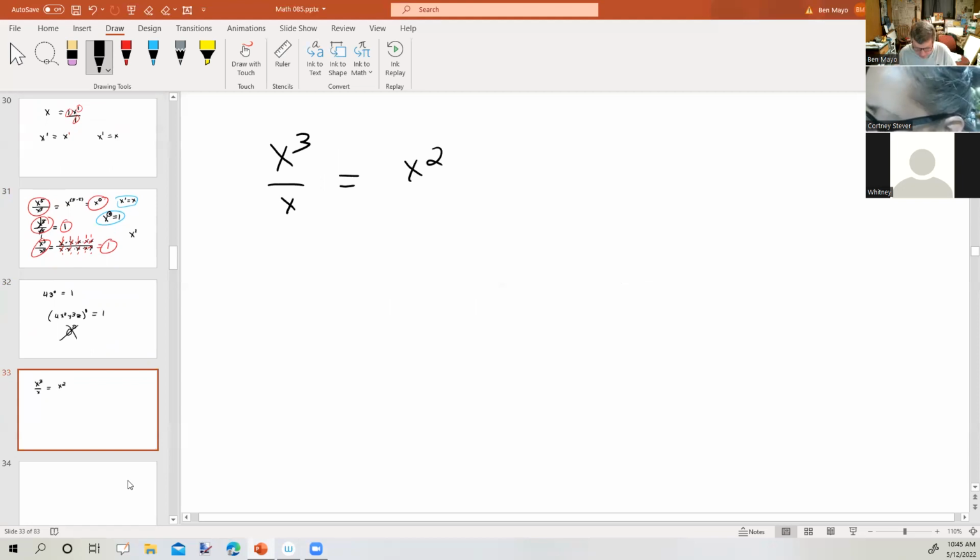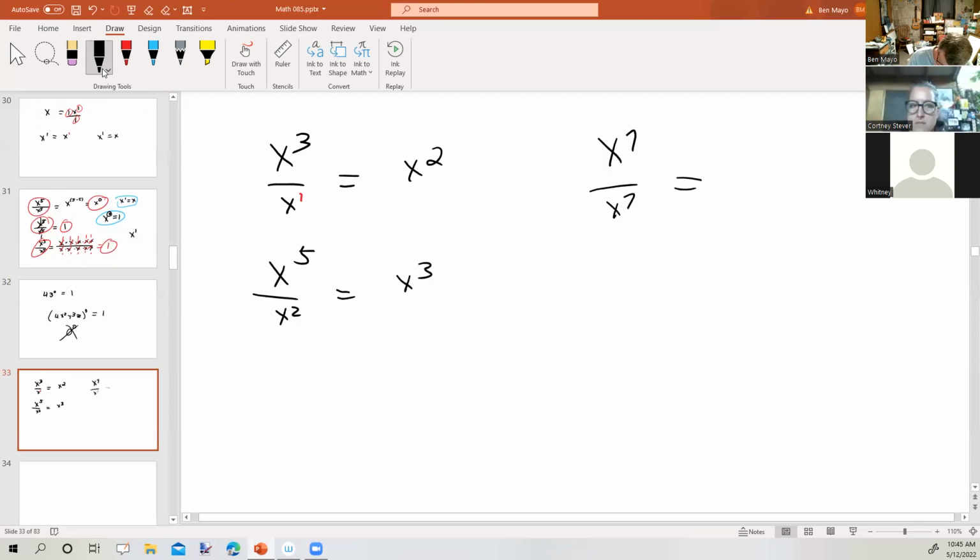Dividing 2 powers with the same base, subtract the bottom exponent from the top. Don't forget there's an implied 1 there. So 3 minus 1 is 2. So x cubed over x is x squared. X to the 5th over x squared would be x cubed. X to the 7th over x to the 7th would be x to the 0 power, which is 1.